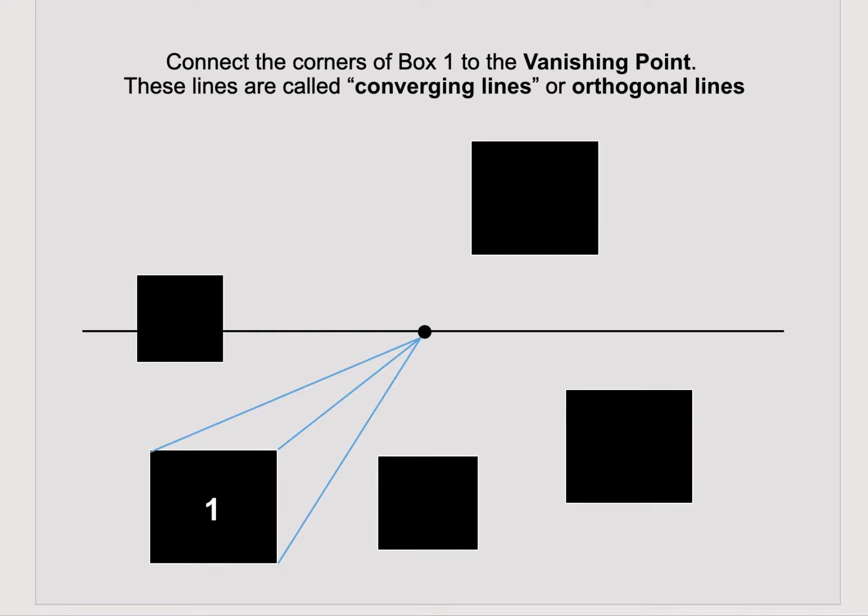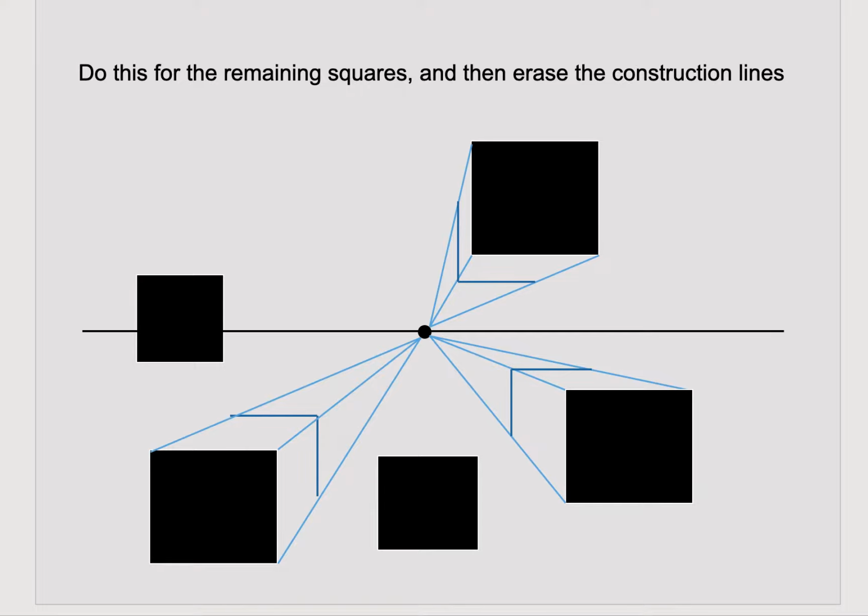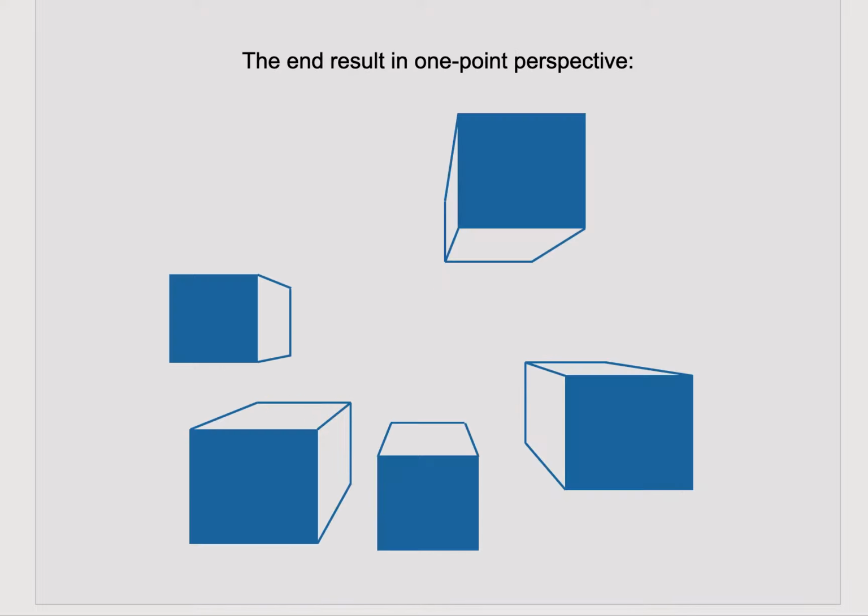And those are called converging lines or orthogonal lines. And then we would need to cut them off based on how deep they are, right? So we could measure along this line the depth of the box to know where to cut the box off. And we do it for all of them. And then we erase the construction lines, and that is the end result. That is a 1 point perspective.